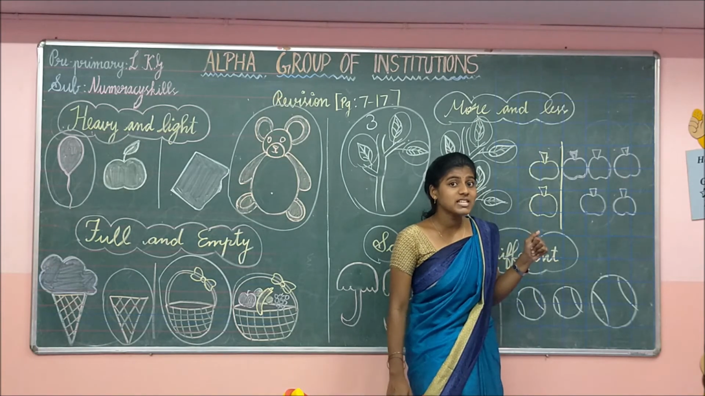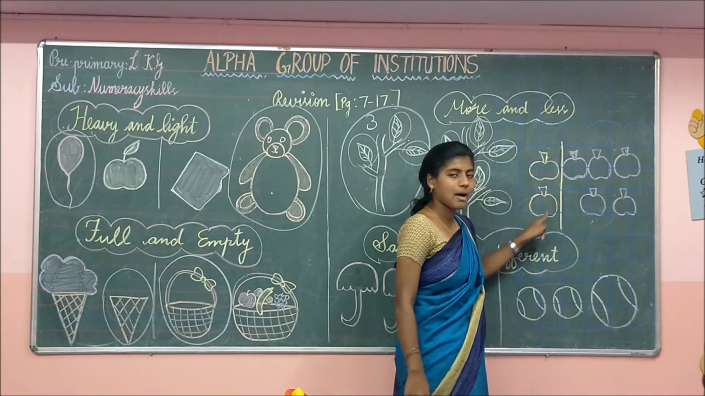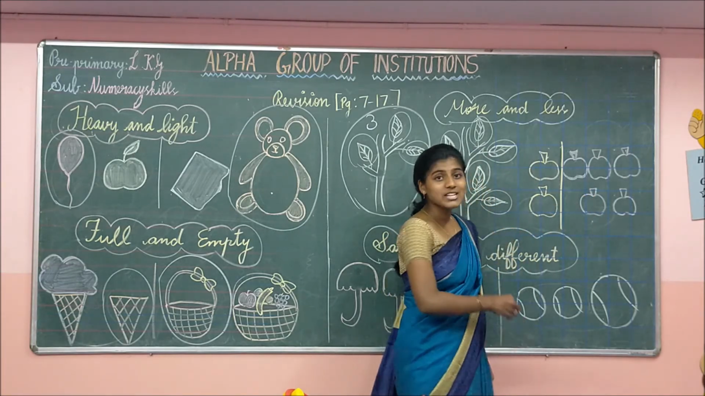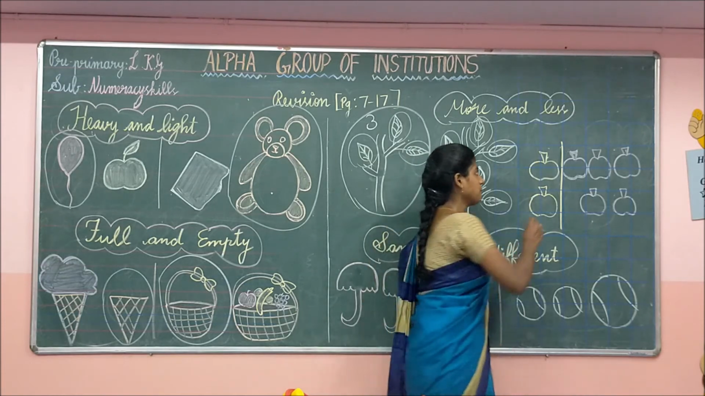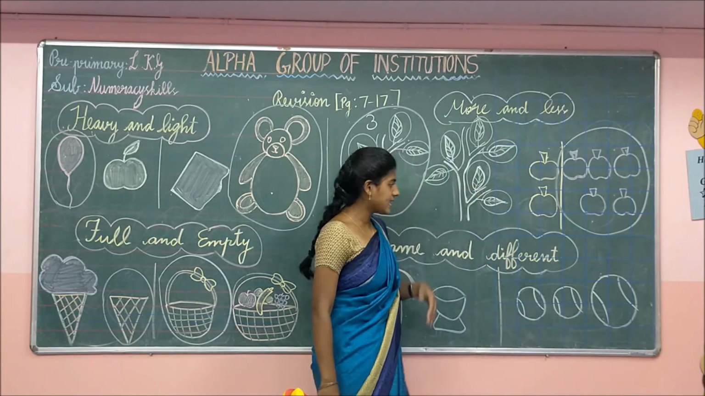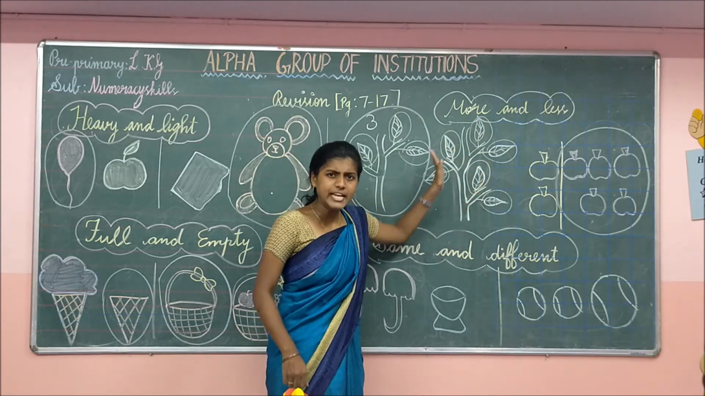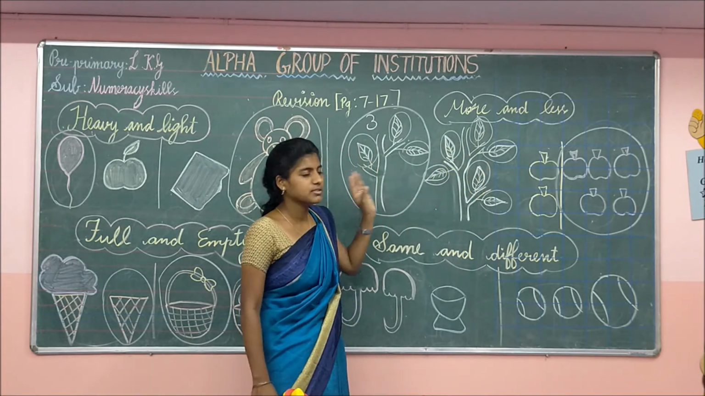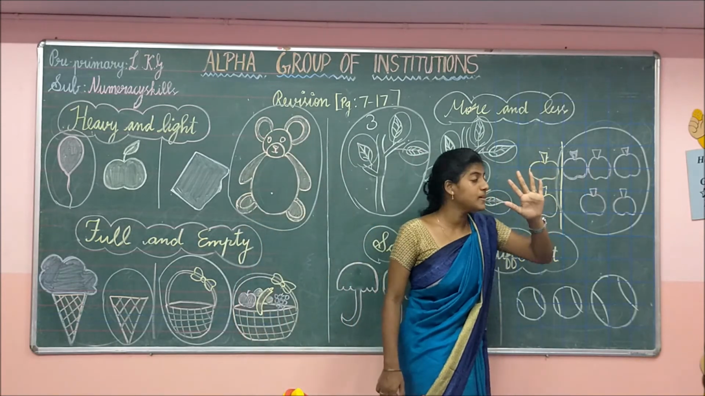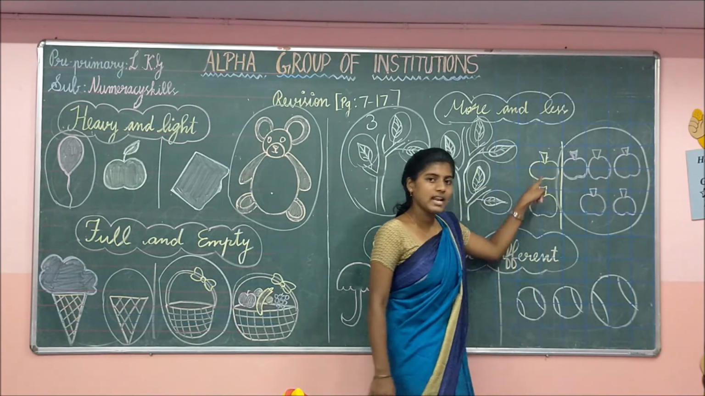Which is more and which is less? This apple set is more and this apple set is less. This is more, this is less. Now shall we circle the more apples? Now I am going to circle the more apples. Next, I hope you understood more and less. See here, this has many leaves. This has fewer leaves. This is more, this is less. See here, we have 5 apples and we have only 2 apples. This is more, this is less.